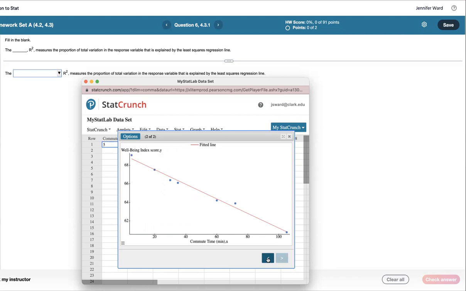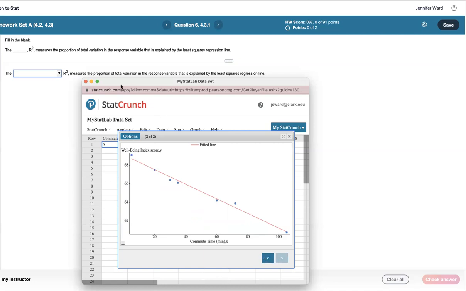Now, did we do an experiment to decide that commute time is causing well-being index score to increase or to decrease? Well, we can't say there's causation unless we do an experiment. So right now we can just say, hey, there's this relationship that we notice, and we have to leave it at that.